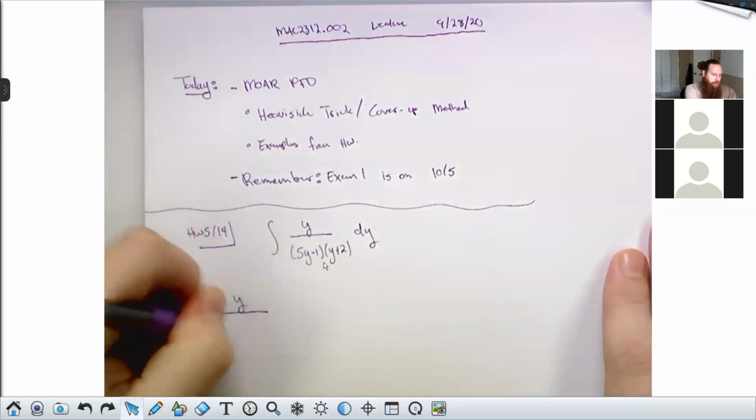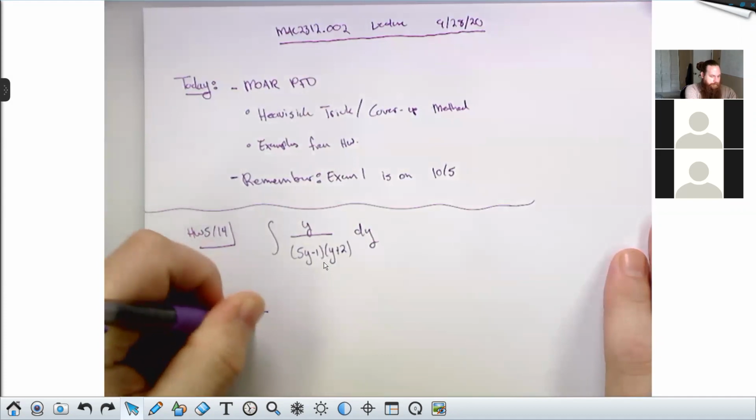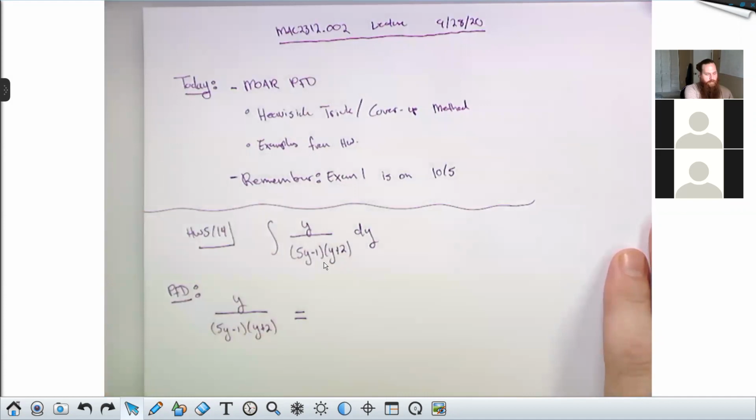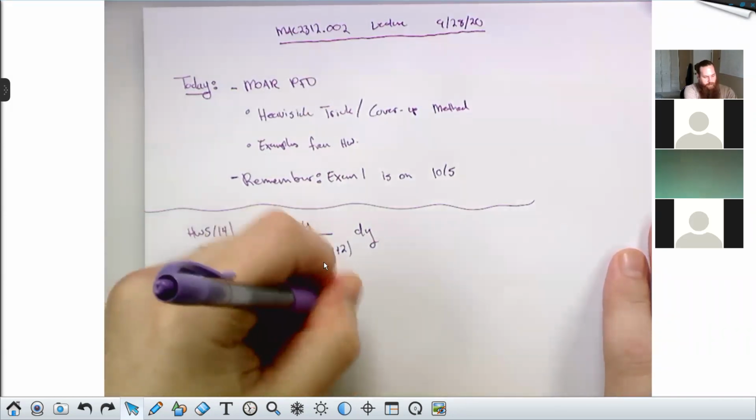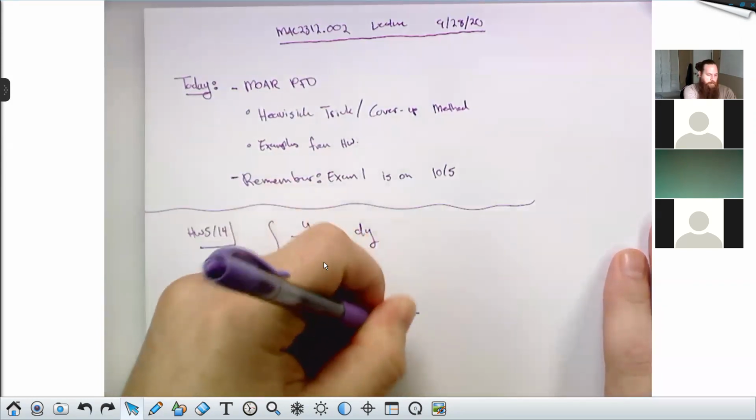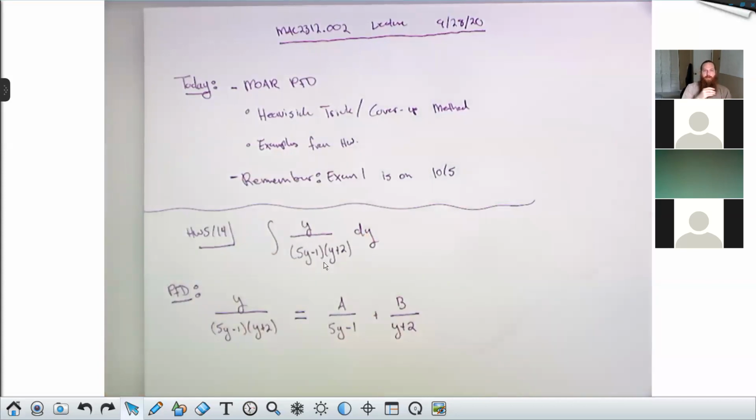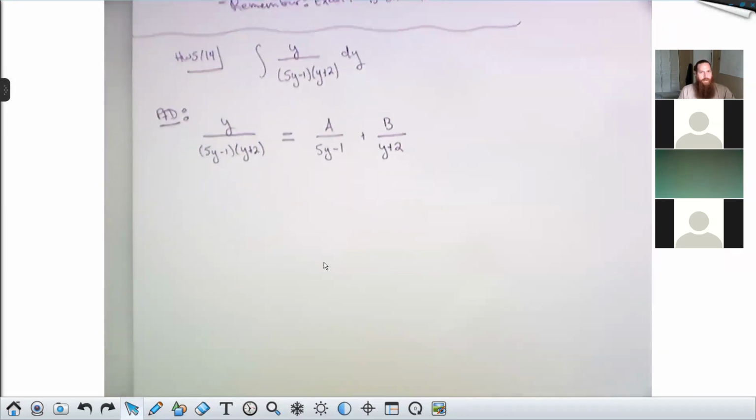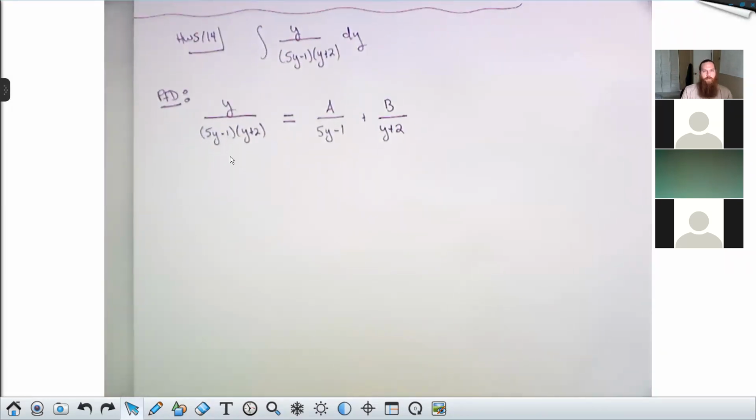The PFD setup says my function can be expanded as a sum of simpler rational functions, a over 5y minus 1 plus b over y plus 2. And this is coming from the PFD Bible that I showed you guys last week. Because both of the factors there are simple, non-repeated linear factors, each factor contributes one term to the partial fraction setup. This is the nicest of all possible cases.